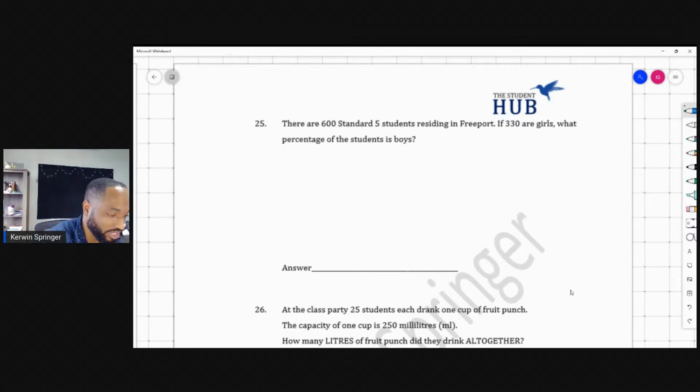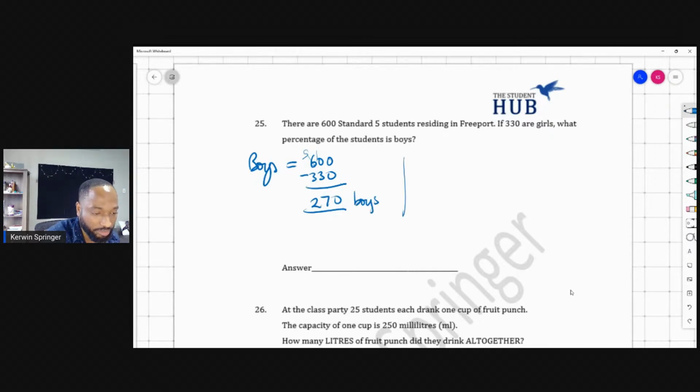Okay, so the number of boys would be the number of students in the class minus the total number of girls. You could do this in your mind to get 270, or you could do it the long way, where 0 from 0 is 0, 3 from 0 cannot, so you borrow down, and 3 from 10 is 7, and then 3 from 5 is 2. So 270 boys, right? And now you need to work this out as a percentage.